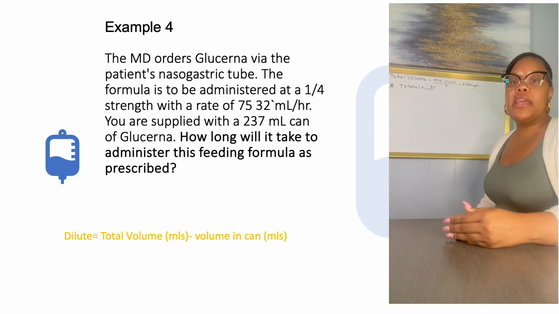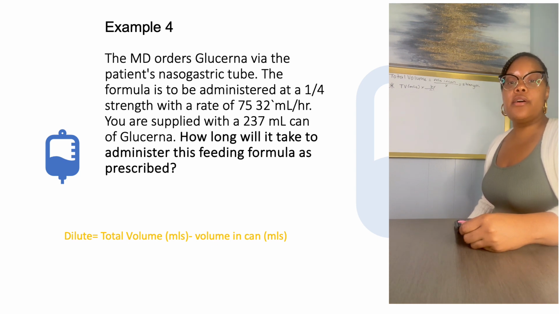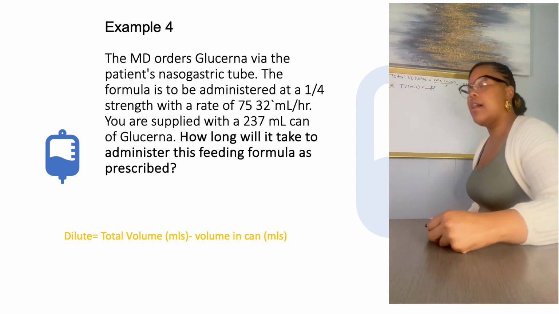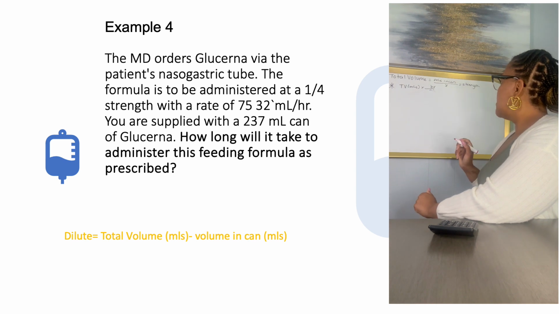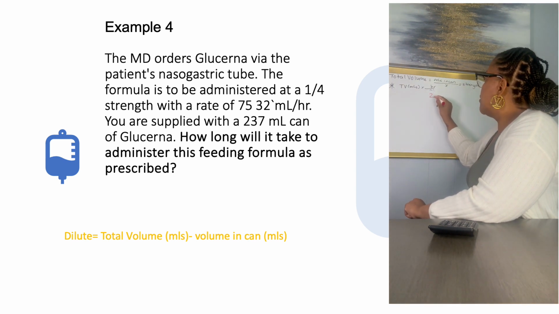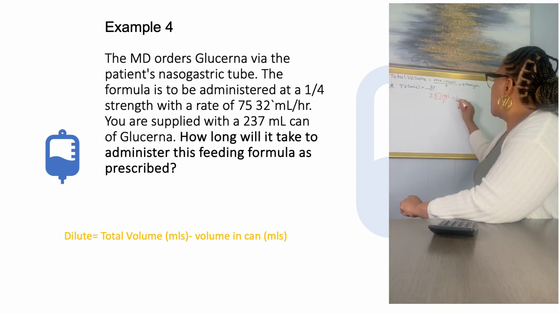So the next problem is the MD orders glucerna via the patient's NG tube. The formula is administered at 1/4 strength with a rate of 75 mLs per hour. You are supplied with a 237 can of glucerna. How long will it take to administer this feeding as prescribed? So first, we know we have to get our total volume. So how many mLs is in the can? 237. Over x, and our strength we're going to be dealing with is 1/4.